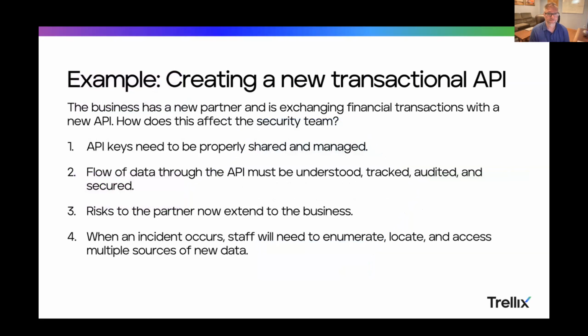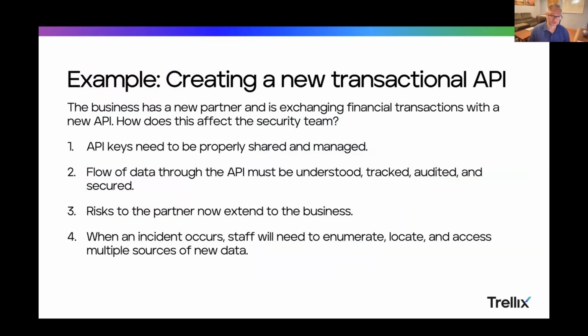All right, so as an example, I talked about API security being so important. So let's say that your organization is setting up a new relationship with another financial organization. So you have to set up ways to do financial transactions over an API. So this is just a very short list of all the many things that your security staff need to be responsible for now. There's API keys that have to be properly shared and managed.